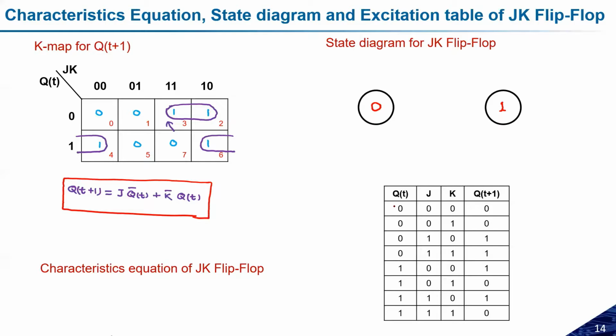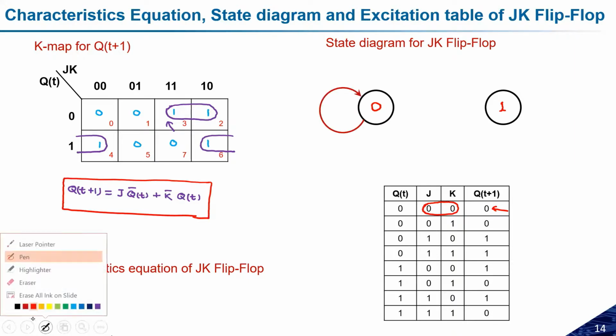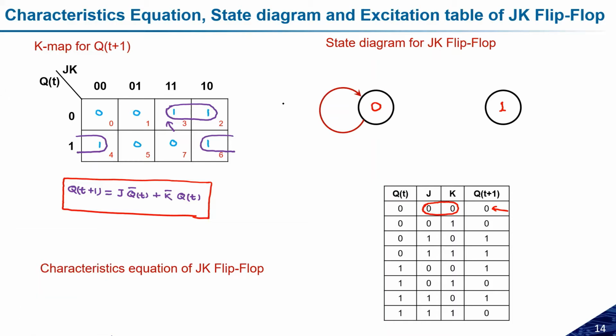Now let's consider Q(t) is equal to 0 and J is equal to 0 and K is equal to 0. In that case, I am getting Q(t+1), again the same state. Okay, I will get the same state if J is equal to 0, K is equal to 0. So for this one, J is equal to 0 and K is equal to 0, I am getting the same state.